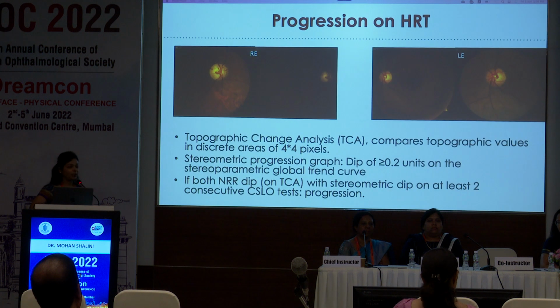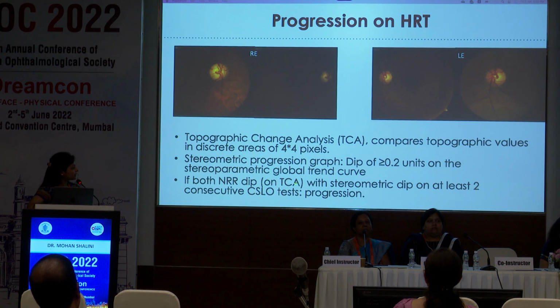So progression on HRT, first thing, it has to be corroborated with progression on perimetry. Other than that, it gives you topographic change analysis. This is an event-based analysis that we have been looking at. It compares the topographic values of different parameters in pixels, which is 4 into 4 pixels.